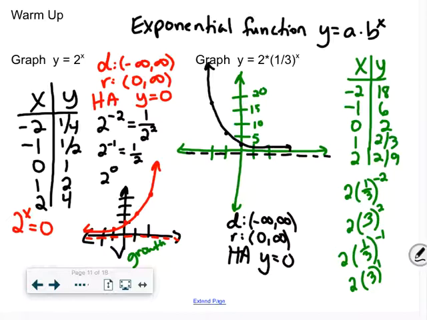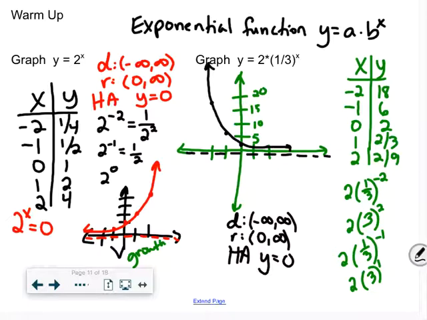Make what negative? I can flip it upside down by sticking a negative out front. You remember our U's? The U's that open up, I can make them open down. I can flip them. Remember? Left, right, up, down, stretch it, shrink it, flip it. Okay? So what's going to make the horizontal asymptote move? Flipping it wouldn't. Left, right wouldn't.